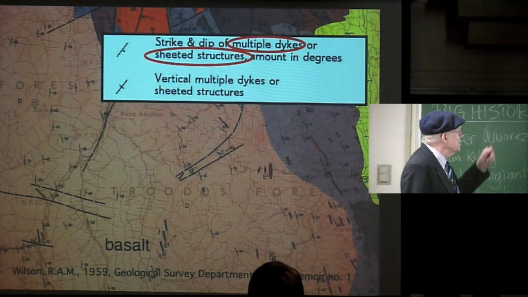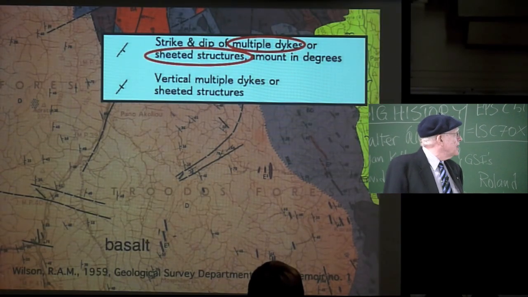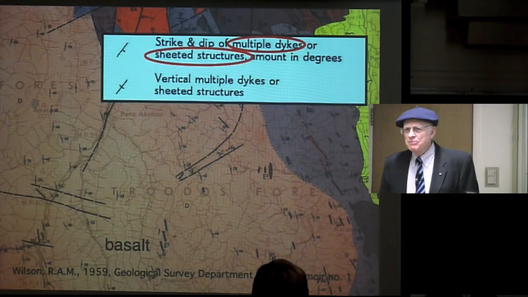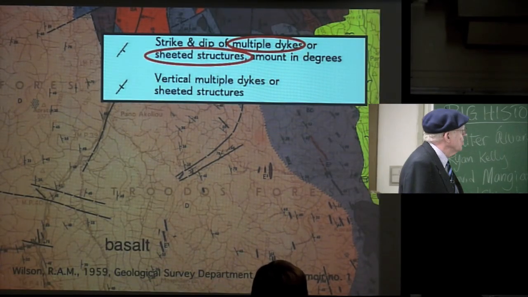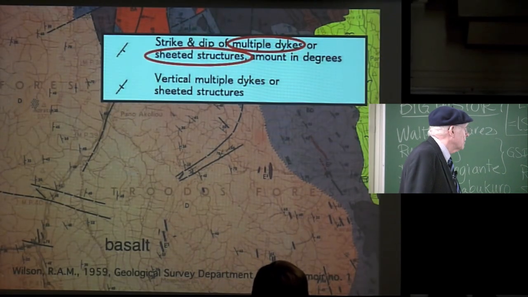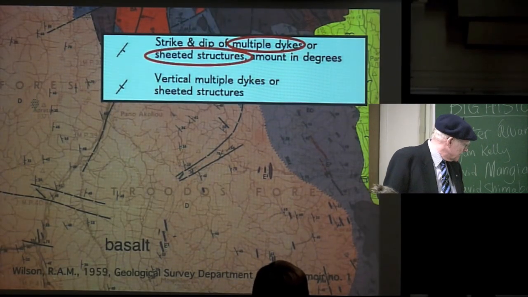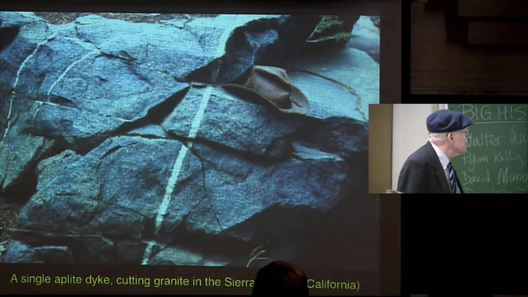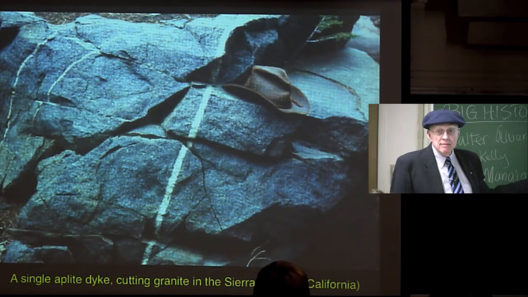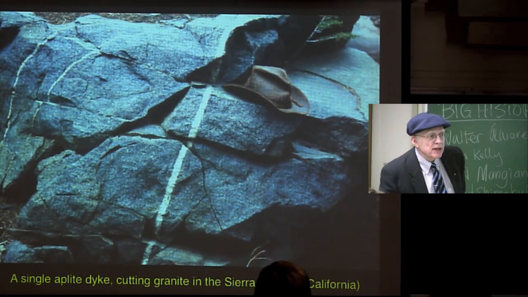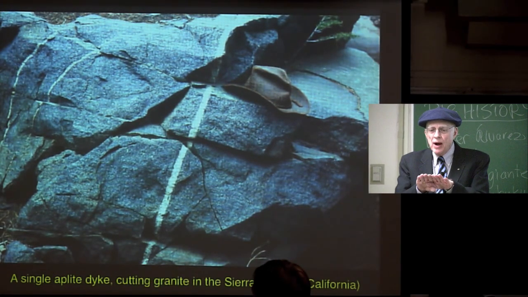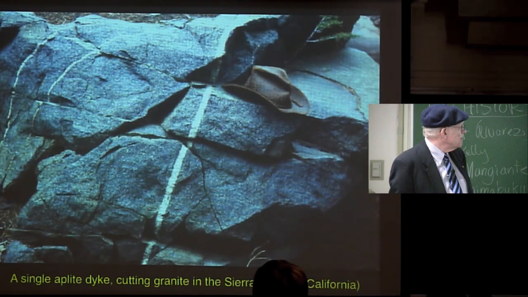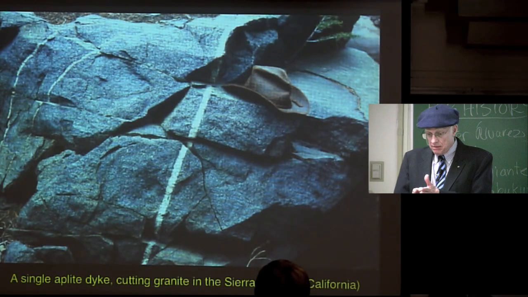And it shows those symbols, and it says strike and dip of multiple dikes or sheeted structures. Now what could that be? And Eldridge had never heard of multiple dikes, but he did know about dikes. So here's what a dike looks like to a geologist. I took this in Yosemite one time. It's a piece of granite, and you see that white band going through it? That's a place where the granite, which was cold, cracked and just split apart and made a little crack, which as you can see is maybe about an inch wide.